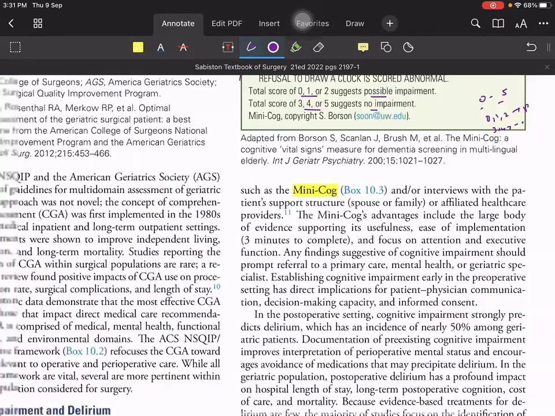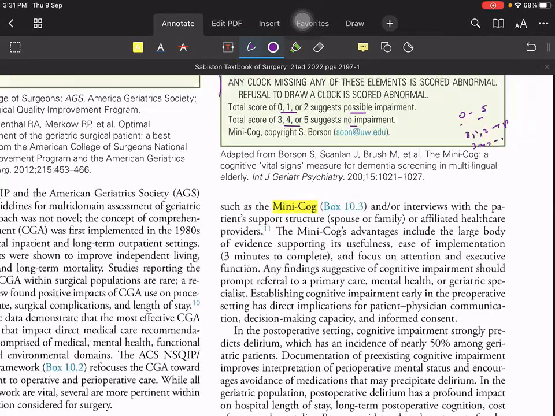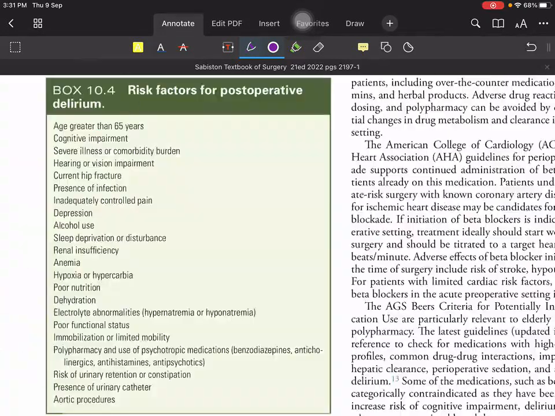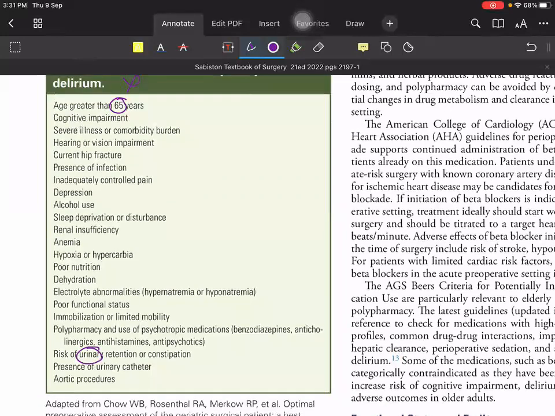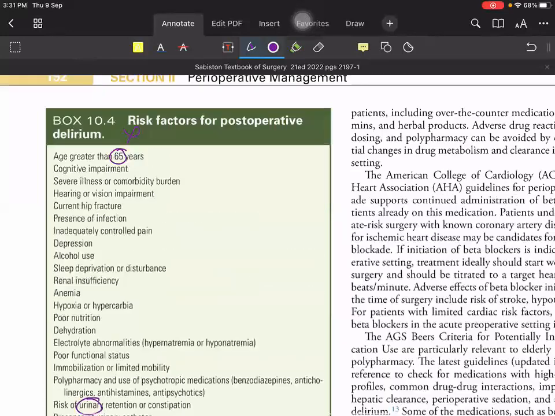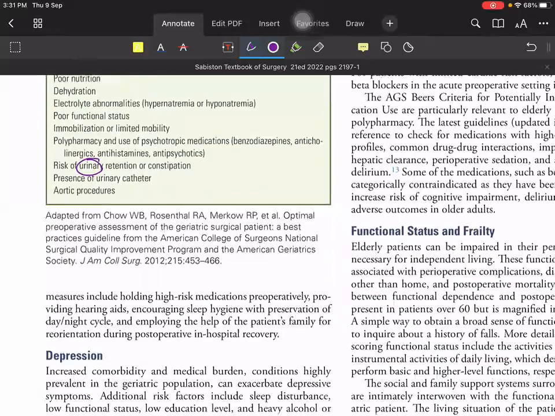Then risk factors for postoperative delirium, no need to remember, it's everything you already know. Just remember age greater than 65. That term is important. The rest you already know. Even urinary retention can cause delirium. Bailey already has a good chart. We will see it in Bailey.